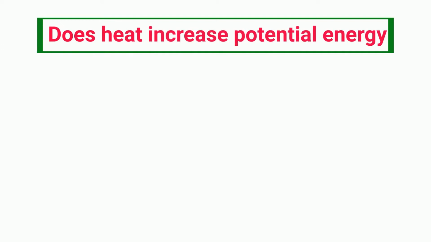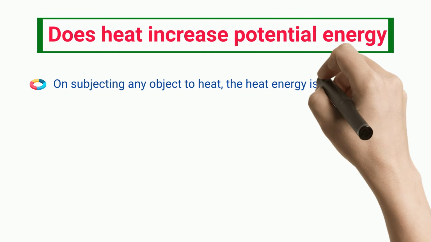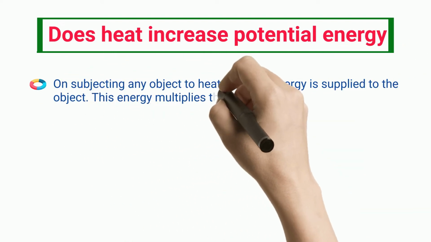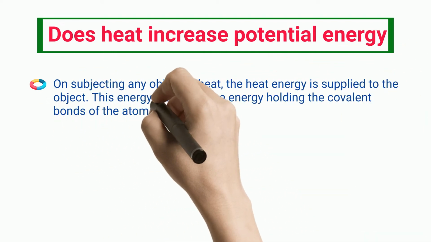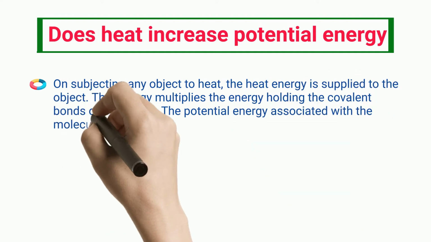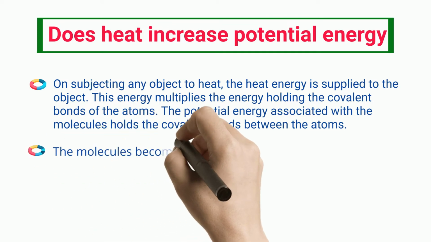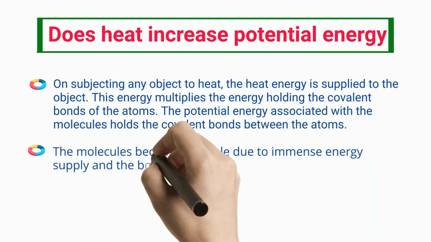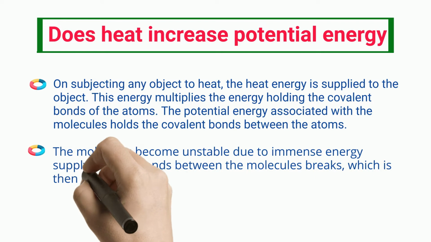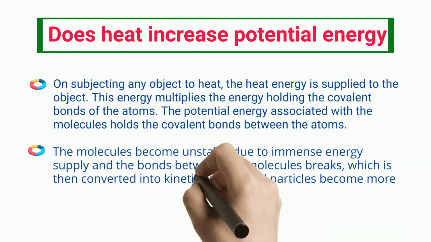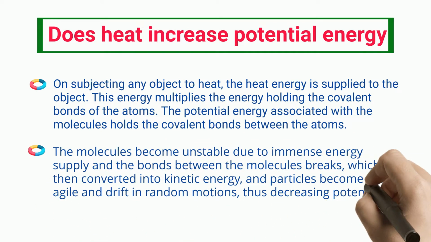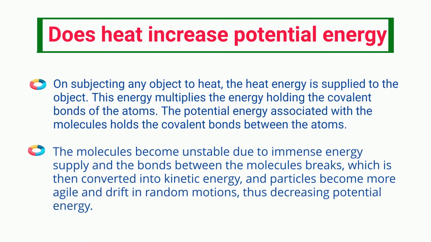Does heat increase potential energy? On subjecting any object to heat, the heat energy is supplied to the object. This energy multiplies the energy holding the covalent bonds of the atoms. The potential energy associated with the molecules holds the covalent bonds between the atoms. The molecules become unstable due to the immense energy supply, and the bonds between the molecules break, which is then converted into kinetic energy, and particles become more agile and drift in random motions, thus decreasing potential energy.